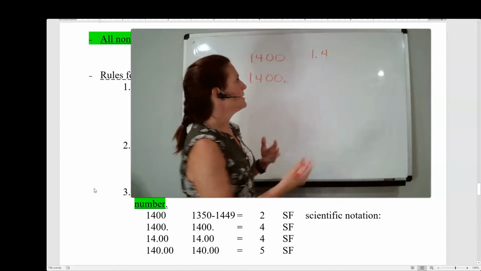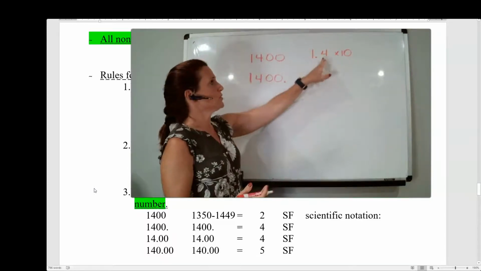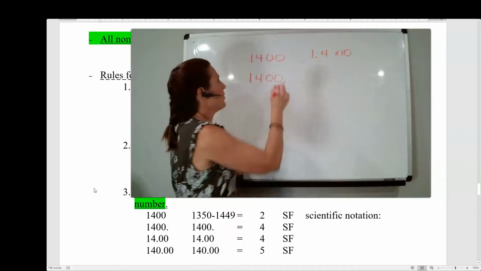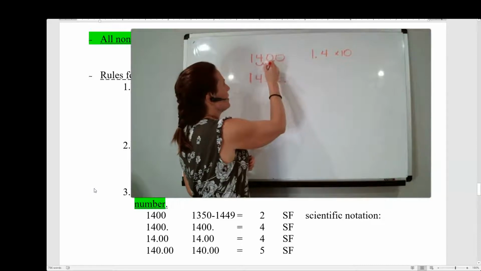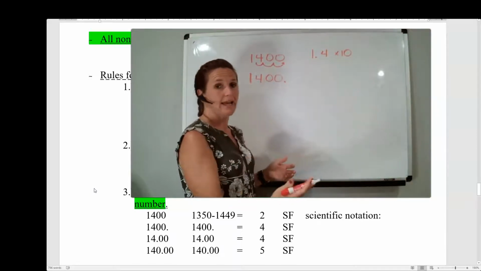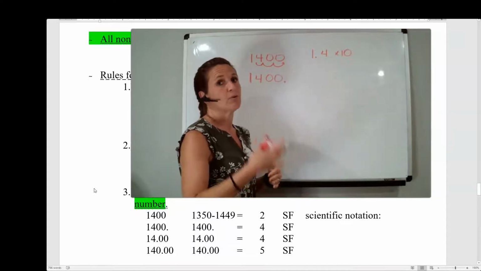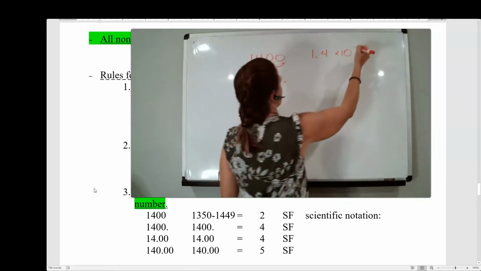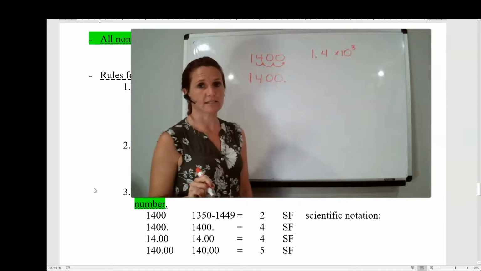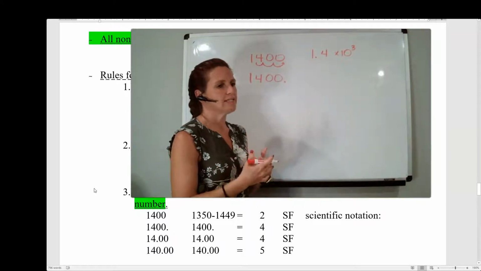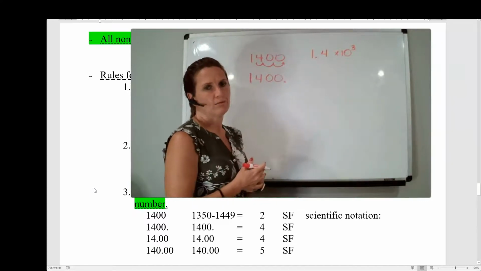And then I'm going to say times 10 to the, and I'm going to put a number that's going to turn this into that. We would need to go 1, 2, 3 places to the right in order to make it 1,400. Remember, when you move to the right, your exponent is positive. So this is times 10 to the 3rd power, 3 places to the right. The other way to think about it is if you're trying to make your number bigger, you're moving to the right. If you're trying to make it smaller, you would move to the left.